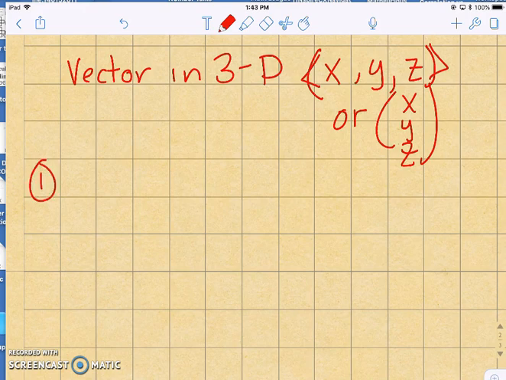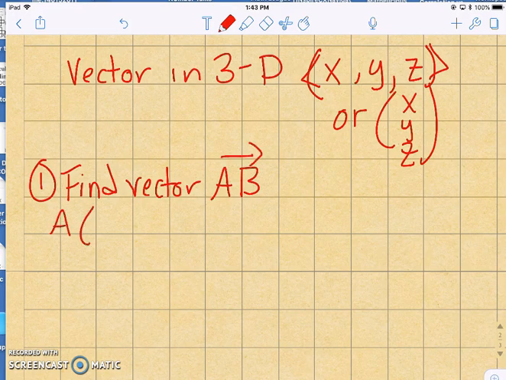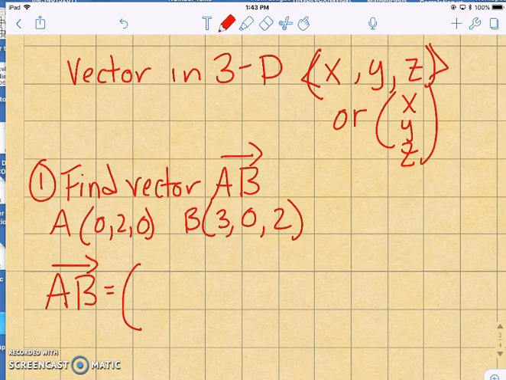So let's say given coordinates, if I ask you to find vector A, B, and A is coordinate 0, 2, 0, and B is coordinate 3, 0, 2. So vector A to B, we're given coordinates and we're asked to find the vector. To get from 0 to 3, we go up 3, 2 to 0, we go down 2, and 0 to 2, we go up 2.